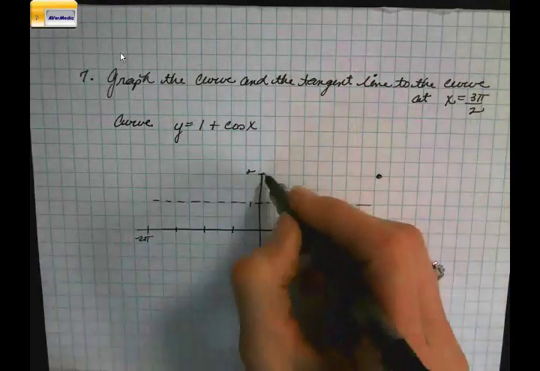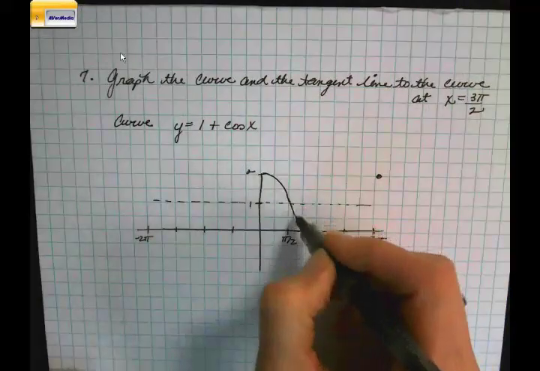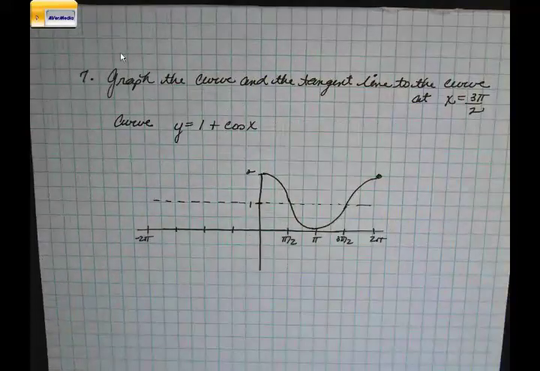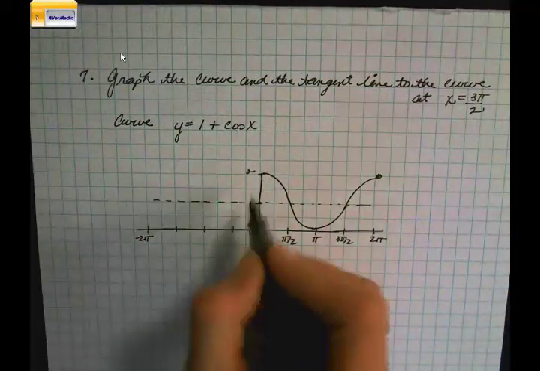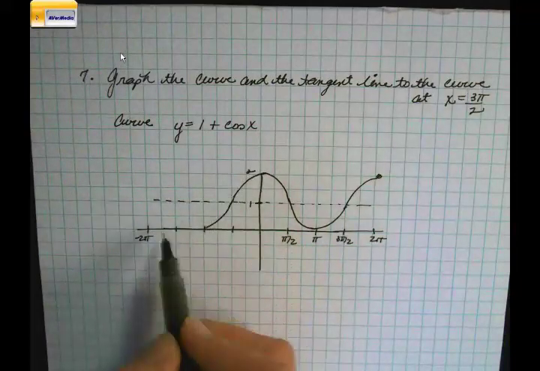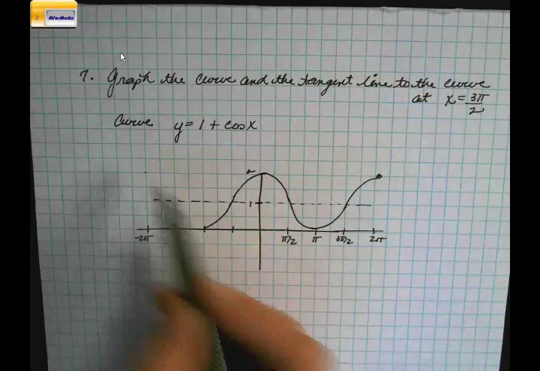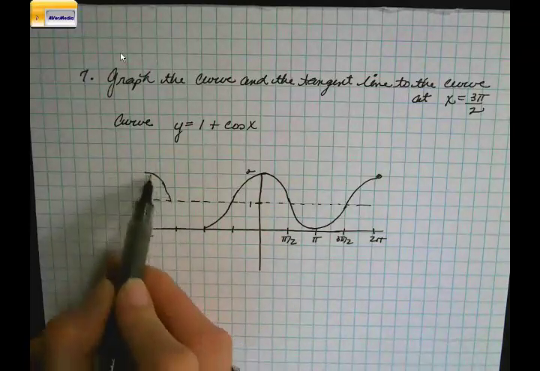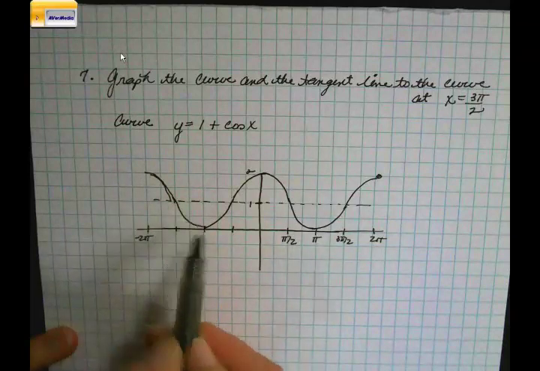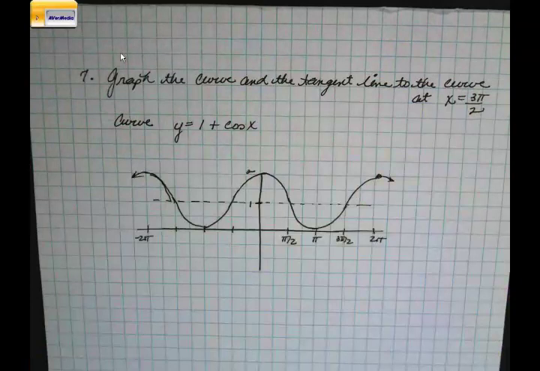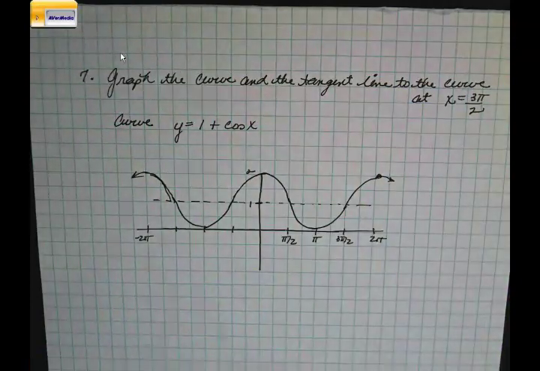I'm going to go down here, back up there. That's a good one. I did that well. And again, down, across here, and go through the little square. Okay, right there, there it is. There's y equaling 1 plus cosine x.